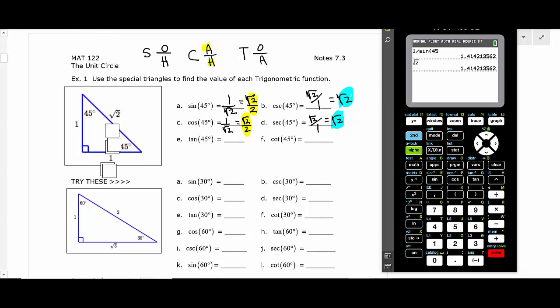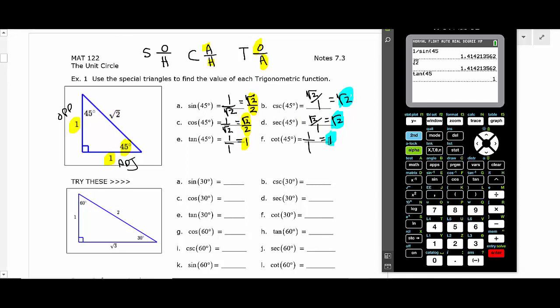Okay, moving on to the tangent now. The tangent is opposite over adjacent. So if we're doing the tangent of 45 degrees, opposite would be this, adjacent would be that. So this would be 1 over 1. Therefore, the answer is 1. The tangent of 45 is 1. I can do this real fast on a calculator: tangent of 45 is equal to 1. Okay, cotangent would be the same. It's the reciprocal of the tangent, so that's also 1. Okay, so that's how you're going to do that.